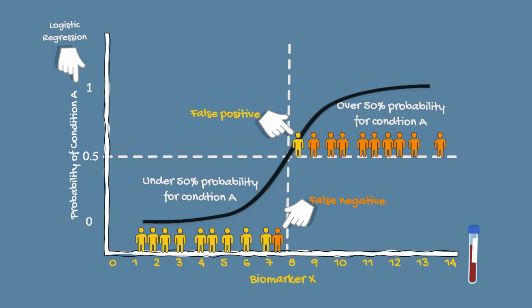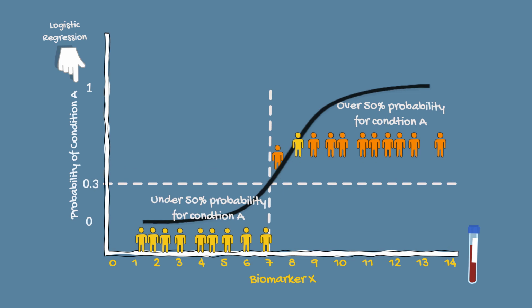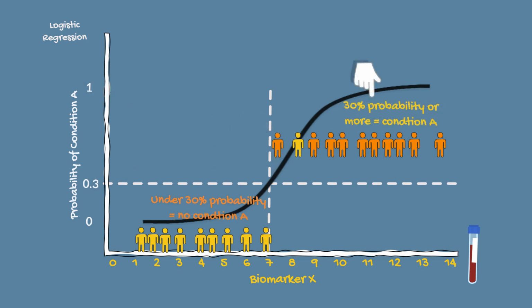in each subgroup. But if we adjust the probability threshold to 0.3, then we diagnose all cases with condition A by having at least 30% probability. By this, we have only one false positive and no false negative.